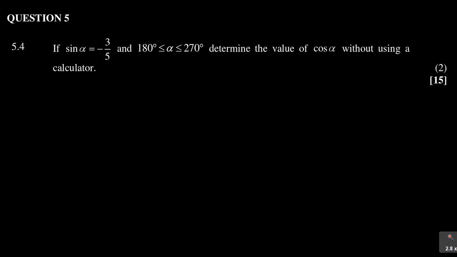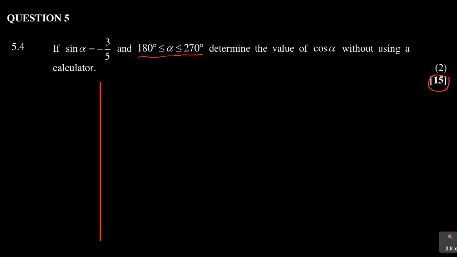Now we're looking at 5.4, which is a different question. It's out of 15 marks, which is the end of this question. It says if sin alpha is equal to minus 3 over 5, and you are given this particular domain, 180 is less than or equal to alpha, which is less than or equal to 270. Determine the value of cos alpha without using a calculator. We will see if we can use a calculator, but for now, how do you do that?